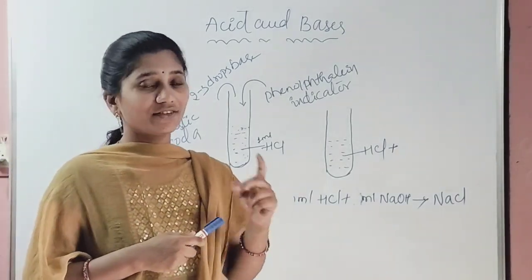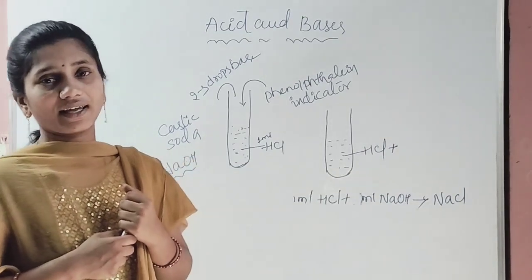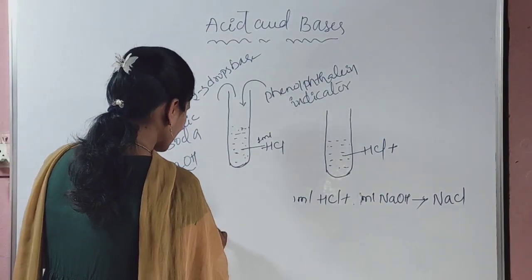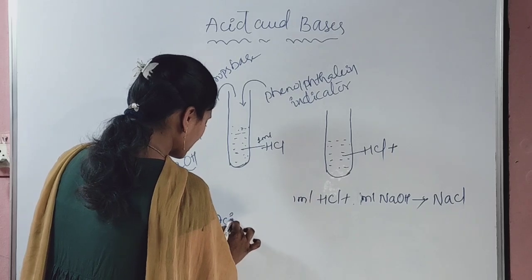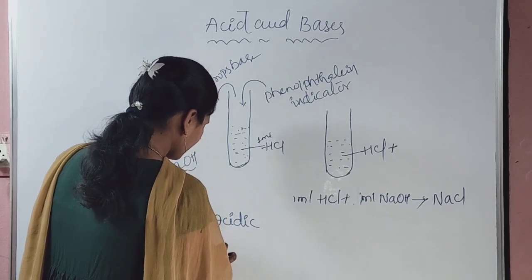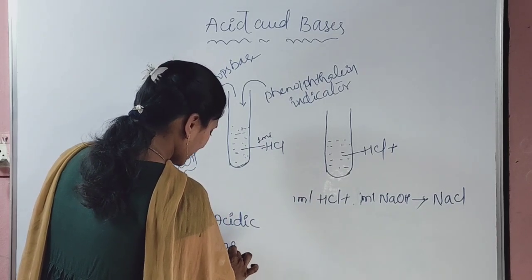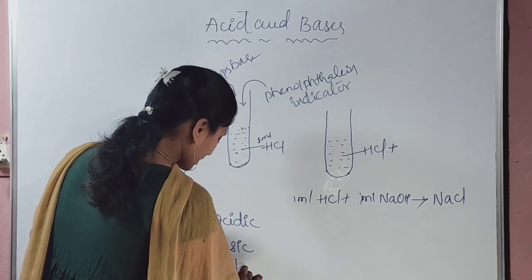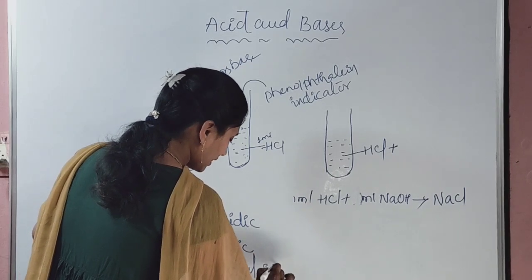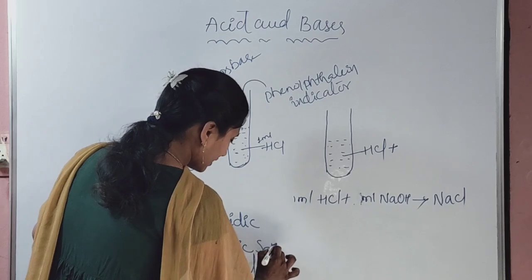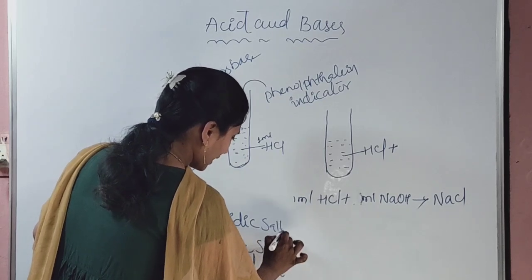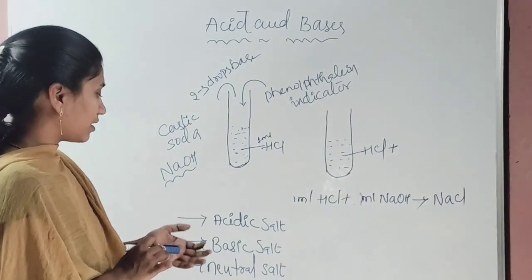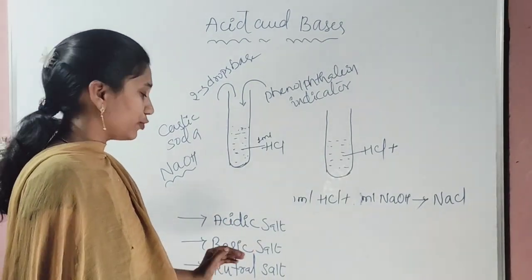And we also have 3 types of salts. What are they? Acidic salts, basic salts and neutral salts. So how do we identify these salts? Here we can observe acidic salt, basic salt and neutral salt.